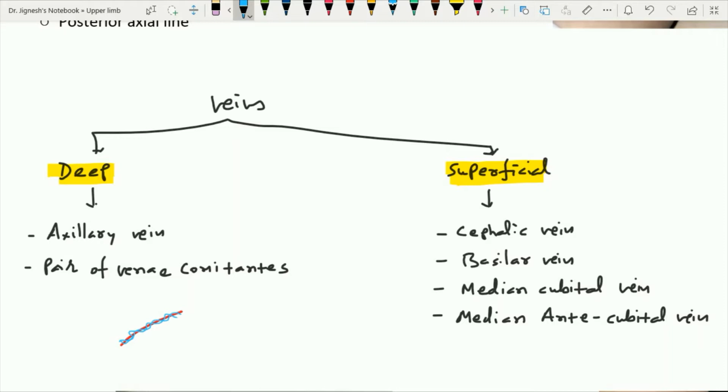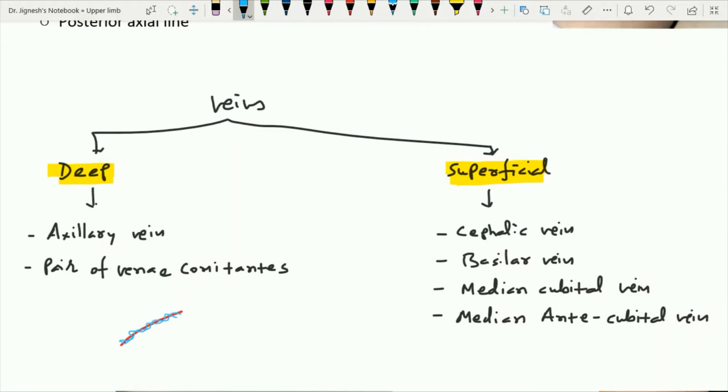Most of the deep veins within the upper limb are in the form of vena comitantes, present in pairs and wrapped around the related artery, except for the axillary artery. Along the axillary artery, no vena comitantes are there, but the vein is present in the form of the axillary vein. So the axillary vein is not in the form of vena comitantes, but is a separate vein, and it is the only deep named vein in the upper limb.